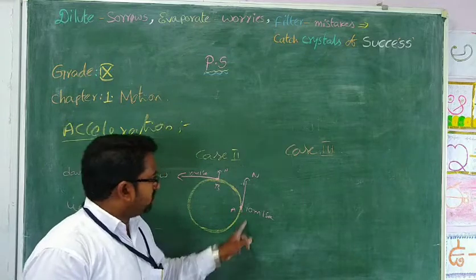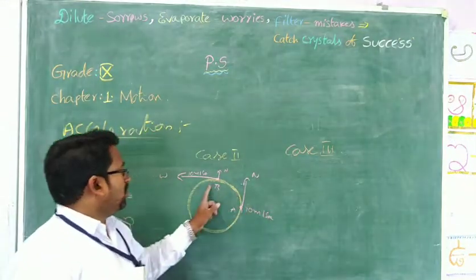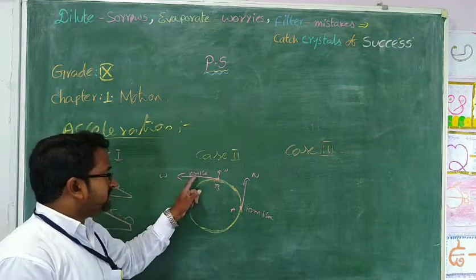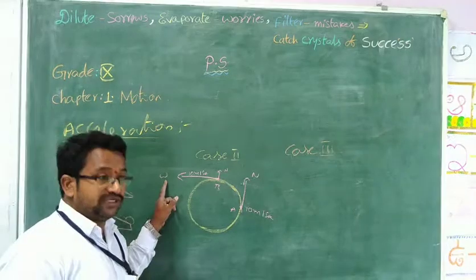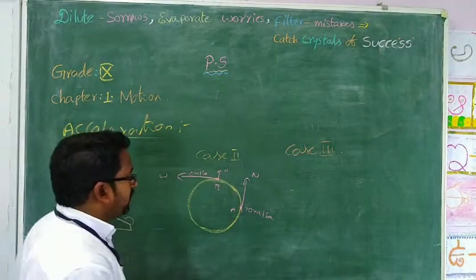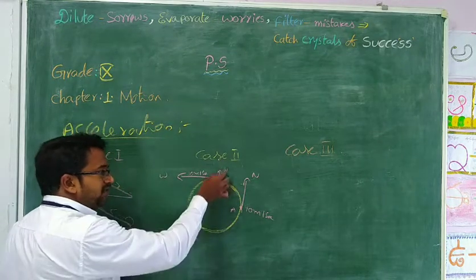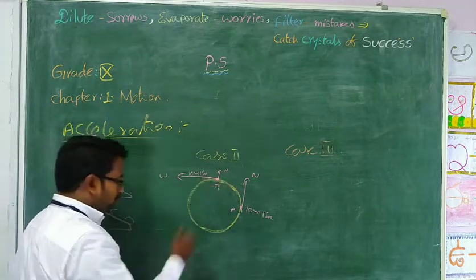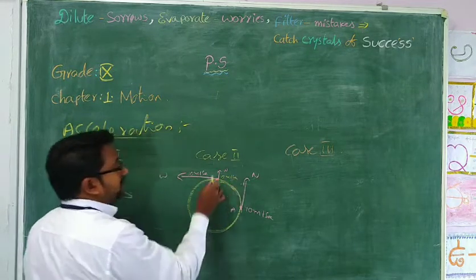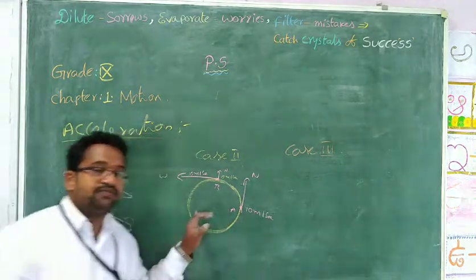But at point A, what is the direction of velocity? Towards north. What is the velocity of the object at point B? 10 meters per second, but towards west. Now, at this point, I want the object's velocity towards north. Is there any velocity towards north? No. So, 0 meters per second towards north. Remember this concept also, case 2.